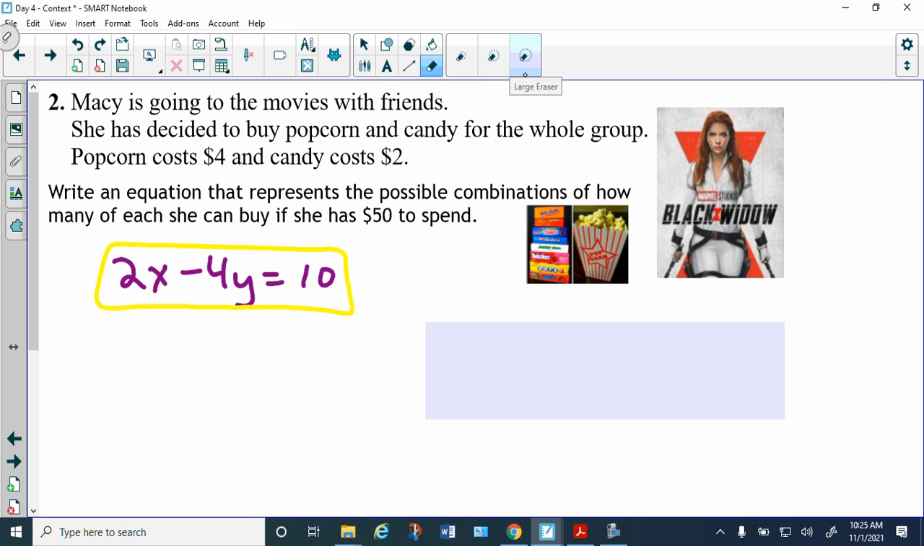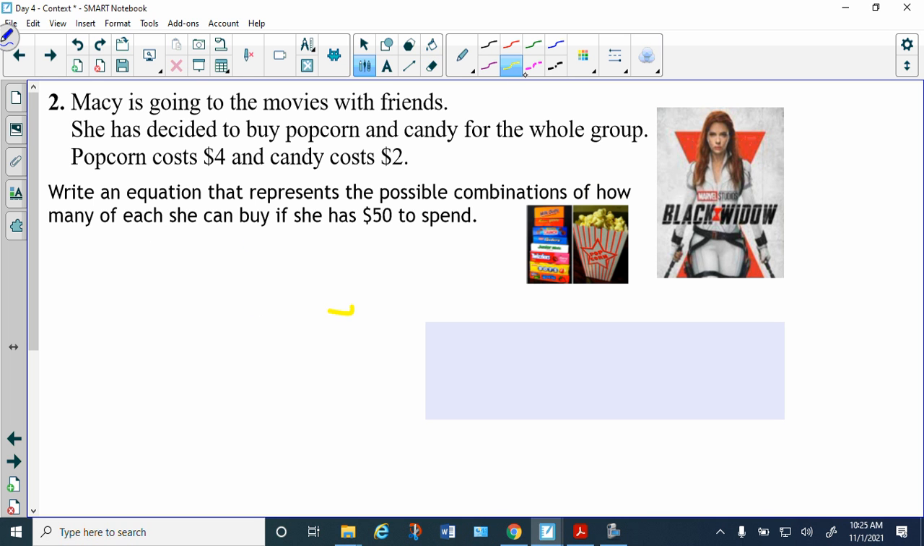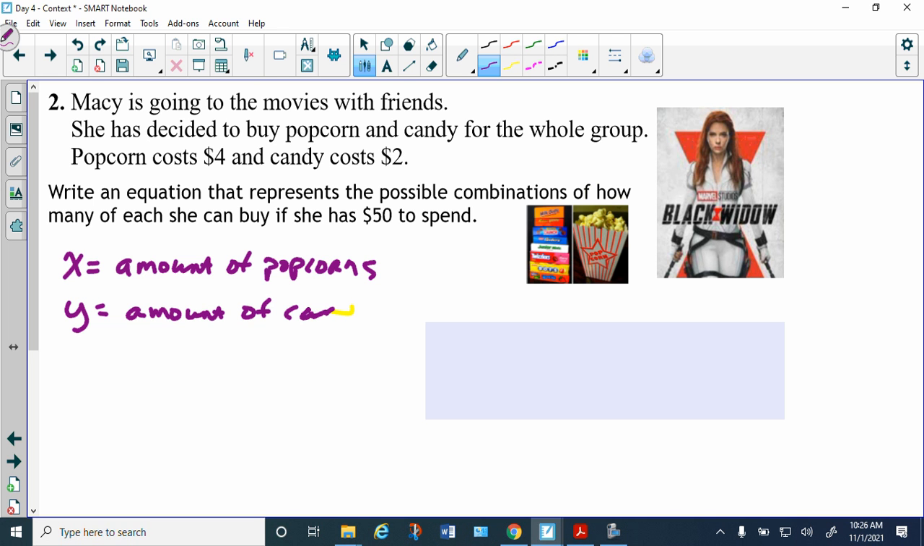Because we've got 2 things going on, right? Let's say that x is equal to the amount of popcorn. I was going to say number of popcorn, but how about amount of popcorn? Because it's really, how many containers of popcorn is she going to buy? And we can have y equal the amount of candy. So we don't know how much she's going to buy of either.